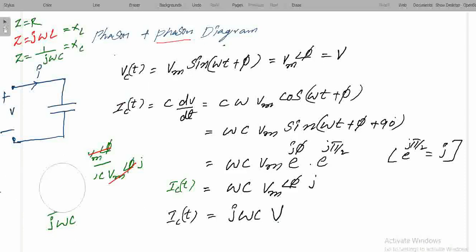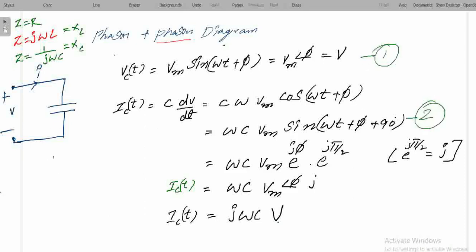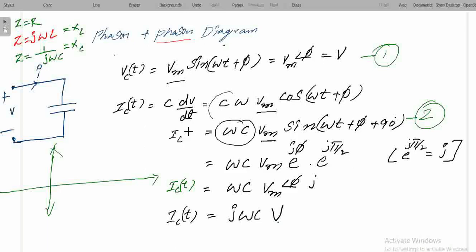Now let us draw a phasor diagram. For that, let us consider this is your equation number 1 and this is your equation number 2. Now again just compare. Here you are having Vm, but here you are having Vm multiplied with omega C, so the current magnitude is large as compared to your voltage. And in the place of sin omega t plus phi, we are having sin omega t plus phi plus 90. We are having an extra term, that is 90 degrees.